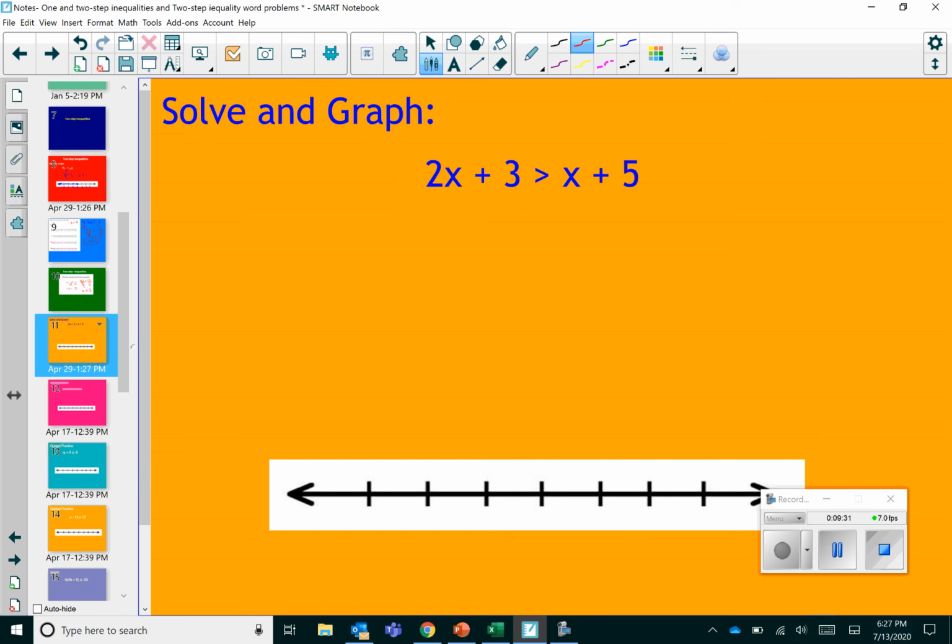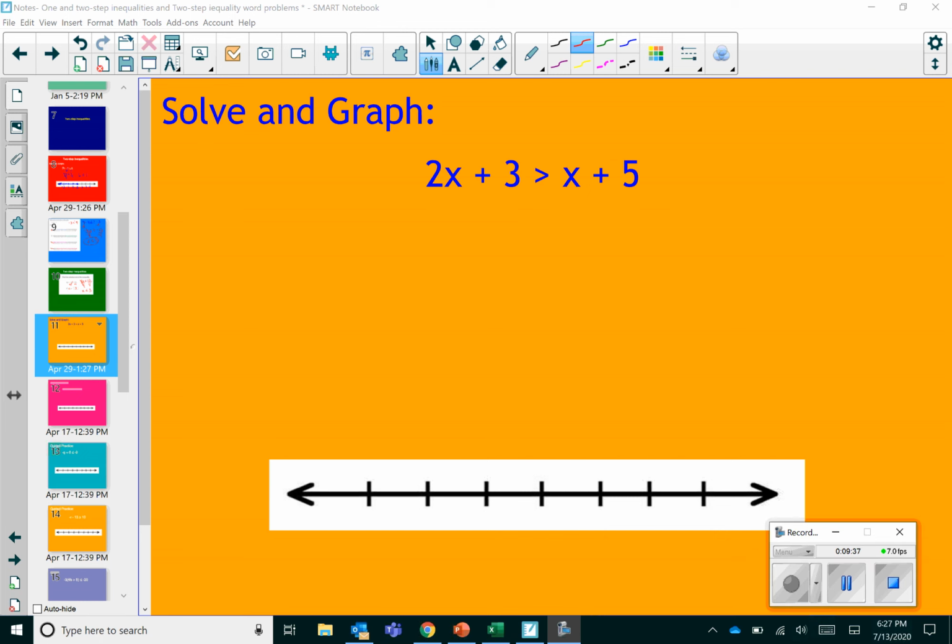Okay, here we've got variables on both sides. So when you are given an inequality with variables on both sides, your whole goal is to get all your variables to one side and all your constants to the other. Now, I try to keep my variable positive just because it makes it less complicated because you don't have to do any flipping of symbols that way.